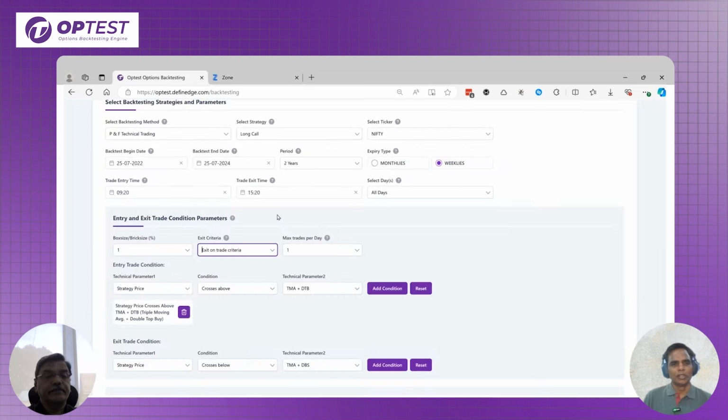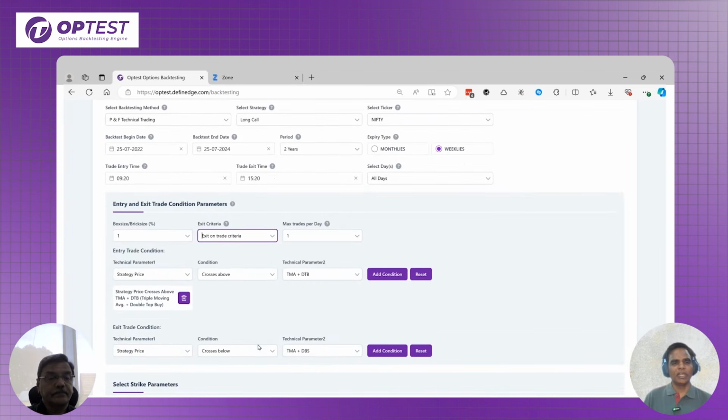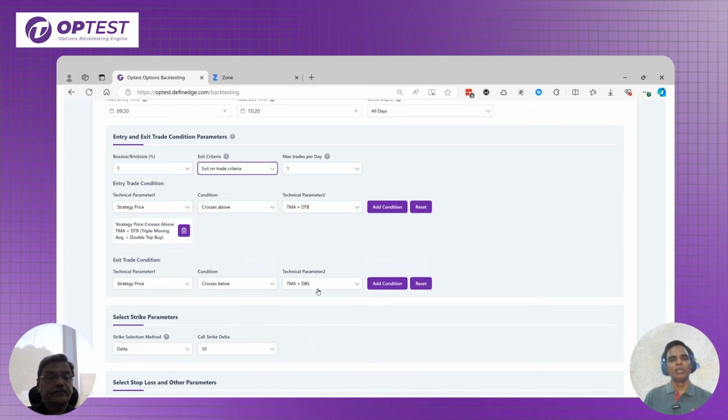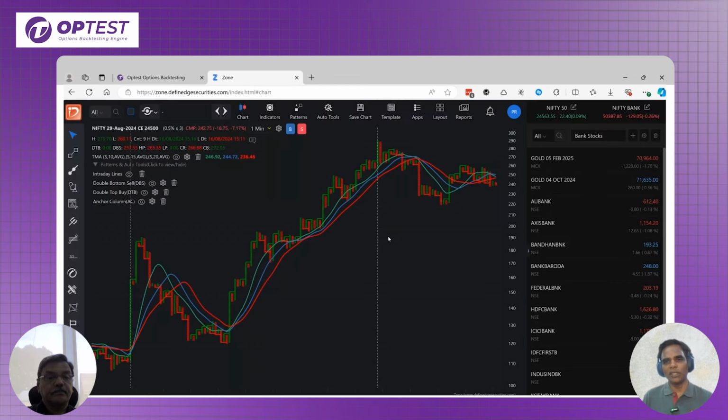Okay, fine. So now for the exit trade criteria, we are saying when the strategy price crosses below the triple moving average to a double bottom sell. For example, here the exit will be here. So below the triple moving average, and it gives a double bottom sell. This red horizontal line there, no? That is called a double bottom sell. This is a pattern in the PNF chart.